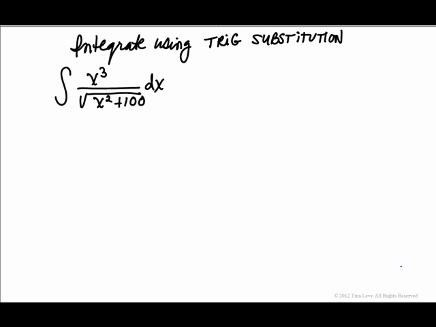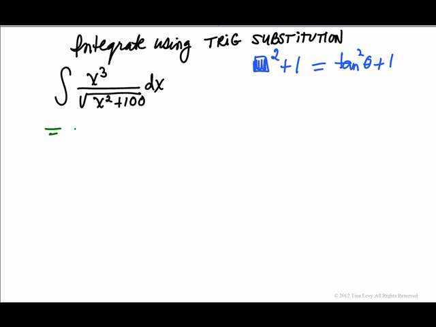So we're going to integrate using trig substitution the integral of x cubed over the square root of x squared plus 100. So if we think of the x squared like a box, so it's box squared plus, and the 100 can become a 1. So that is going to be tangent squared plus 1.